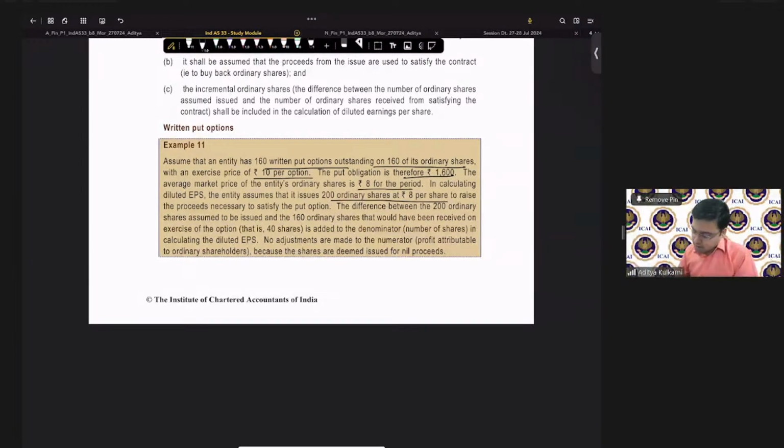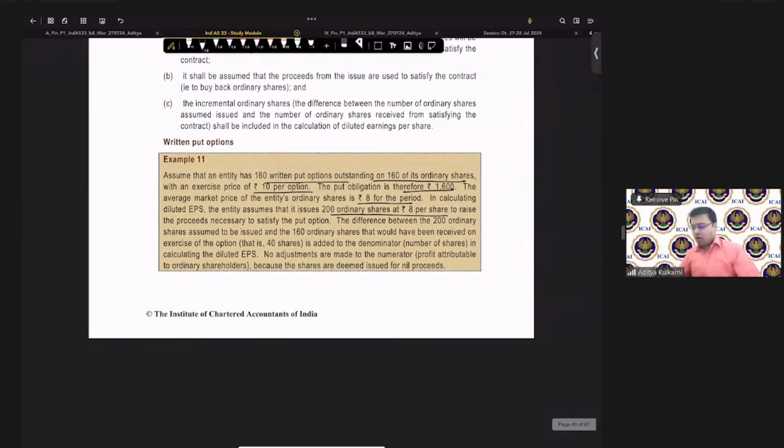The difference between the 200 ordinary shares is that it assumes it issues 200 ordinary shares at rupees 8 per share to raise the proceeds necessary to satisfy the put option. That means to buy back 160, it has to raise funds for 200 shares. So 200 come in, but 160 will be bought back. So your bonus component is how much? Your bonus component is 40 shares, which will be added to the denominator in calculating the diluted EPS.